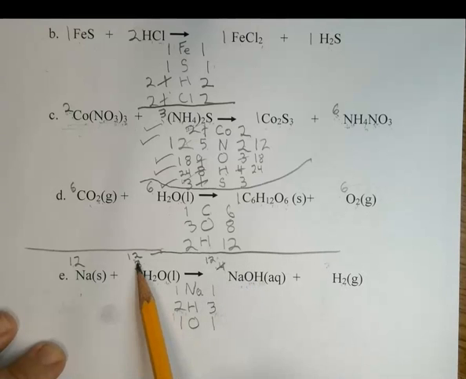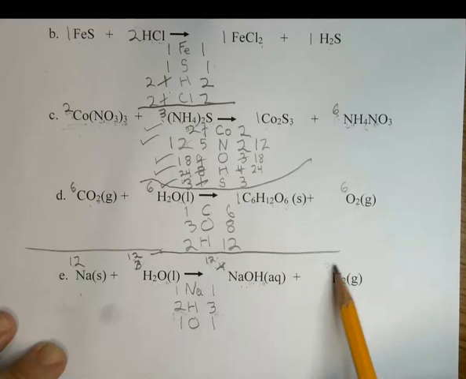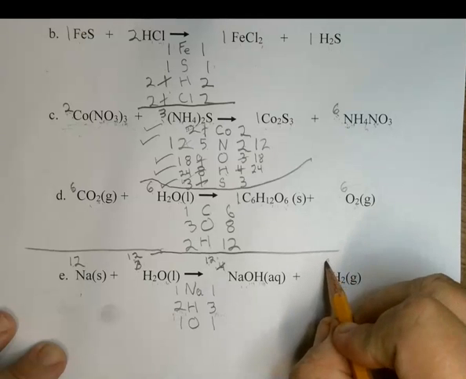Over on this side, I have 2 times 12 is 24. Over here, I have 12 times 1 is 12. So I need 12 more, 12 plus something to give me 24, so that's going to be 12 plus 12. So what do I do to make this a 12? I put a 6 there.